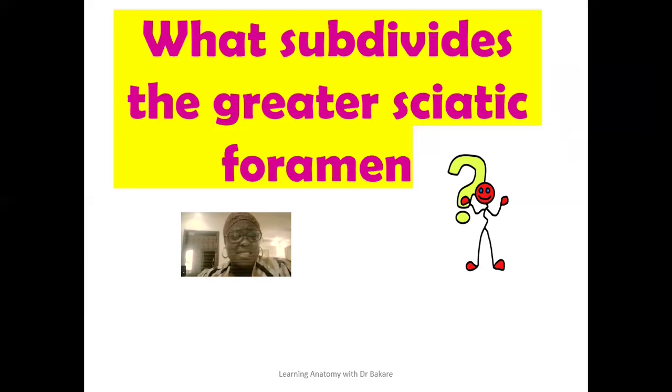Let's look at this question. What subdivides the greater sciatic foramen? Write along with me as I provide the answer to this question.